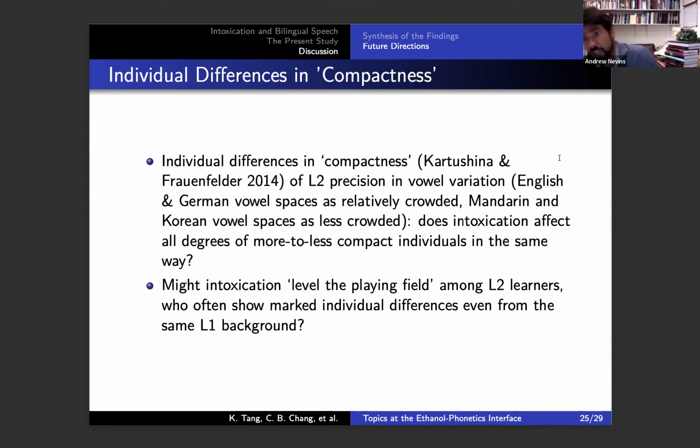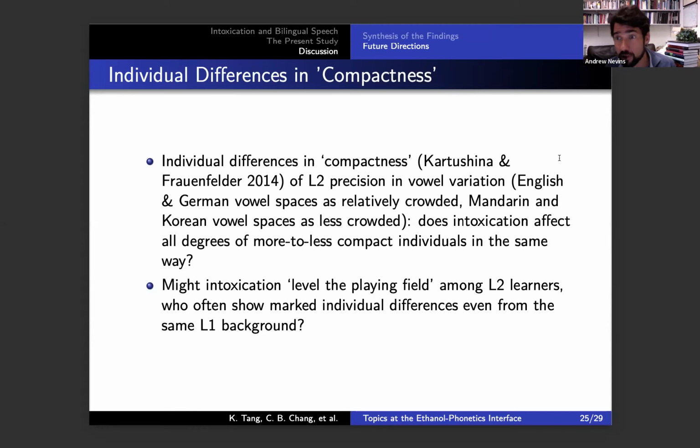Now, the final study I'd like to tell you about, which is not in the JASA paper for those of you who want to read it, but is work we've now done with additional students who have looked at cross-linguistic differences in what's called compactness. And it turns out that if we want to look at specific vowels, we find that, of course, we're looking at different languages that have different vowel spaces. English and German have more crowded vowel spaces than Mandarin and Korean.